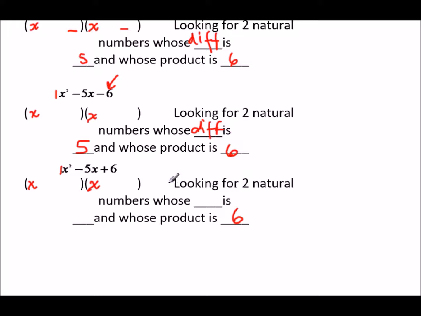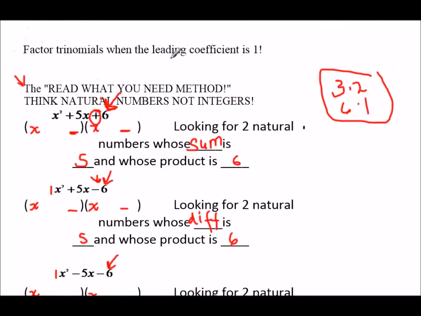And we're looking for two natural numbers whose sum, because of the plus, is 5 and whose product is 6. Now, as far as the signs go, Mr. Cosgrove said, if this is a plus, then just look next door, because you need to make sure that the middle terms multiply to give you a plus. So if this is plus, look next door, because they both have to be plus.